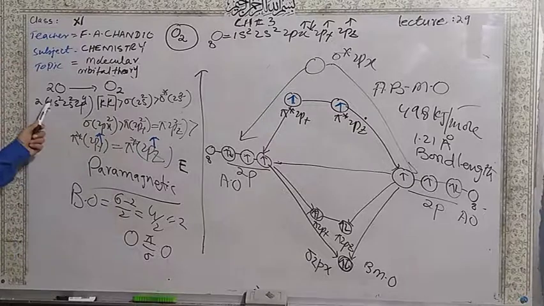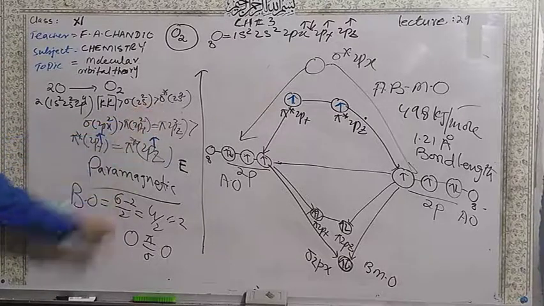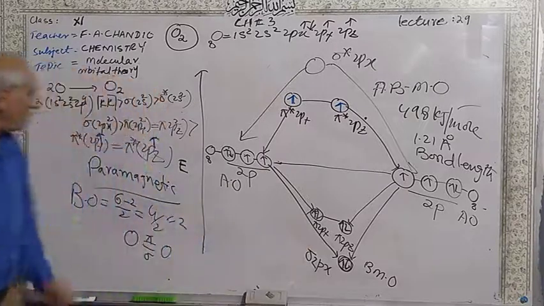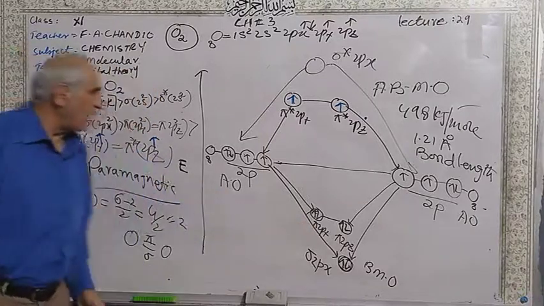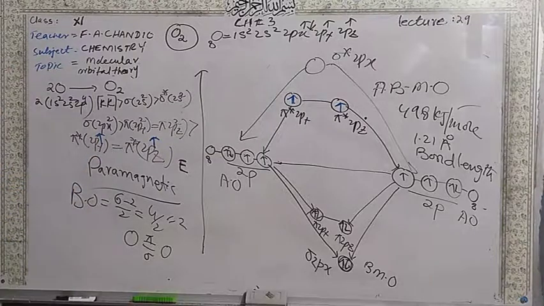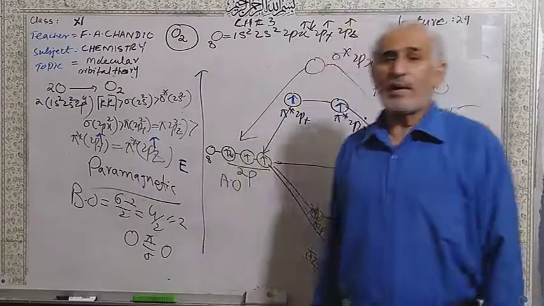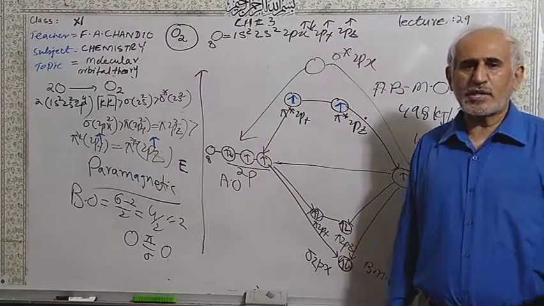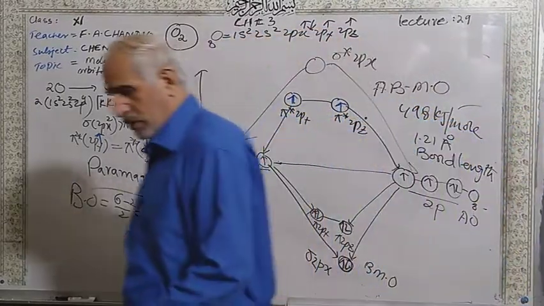Electronic configuration: 1s2 is the complete K shell, sigma 2s2, sigma star 2s2, sigma 2px2, pi 2py2 and pi 2pz2, and the last, pi star 2py1 and pi star 2pz1, each with one electron, so it is paramagnetic in nature. It is paramagnetic, it is attracted toward the magnetic field. This is the structure of the oxygen molecule.